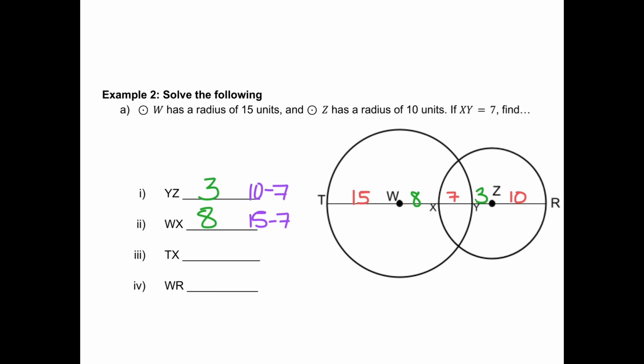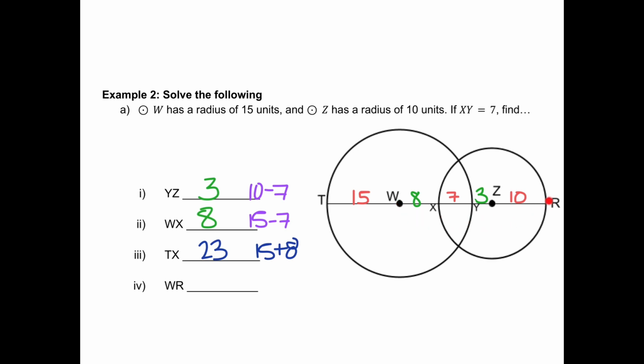And now that I have all that labeled, TX, if we take a look at that, goes from T to W to X. So I'm just going to add the 15 and the 8 together to get that TX is 23. And similar situation with W to R.